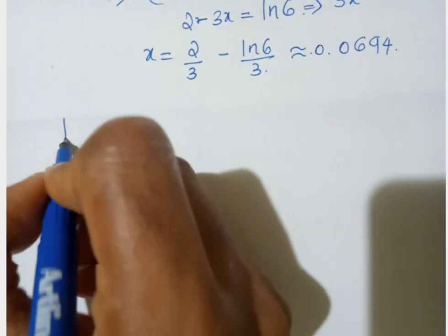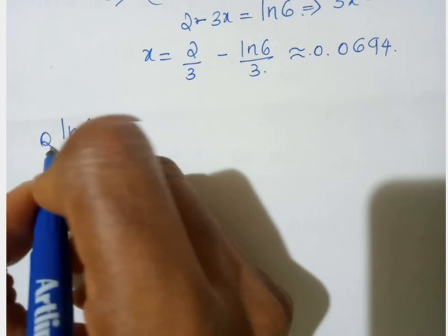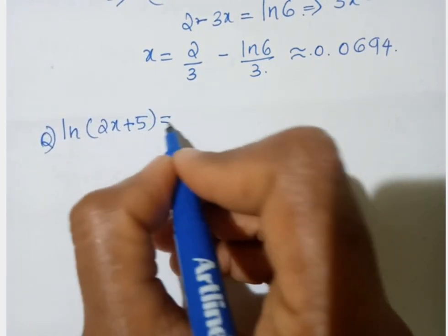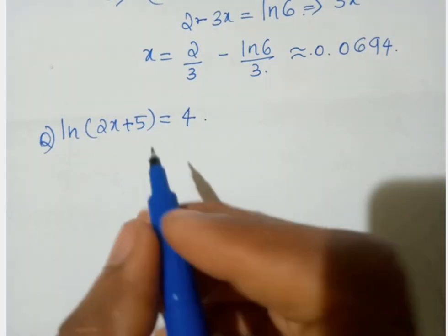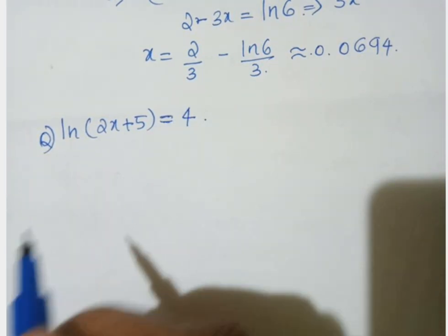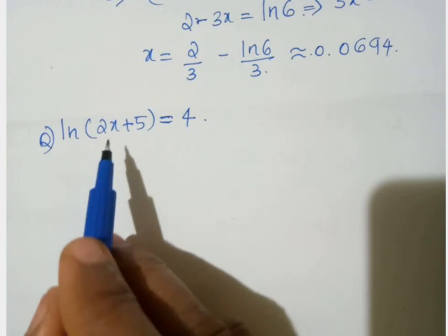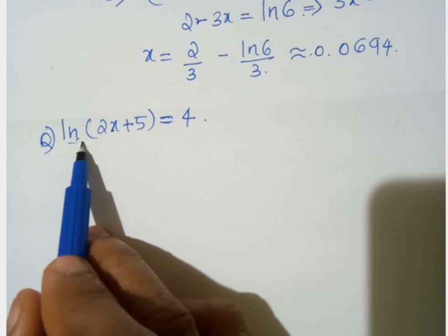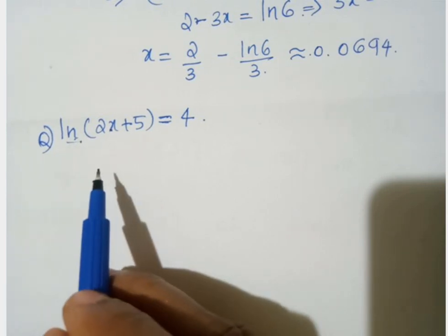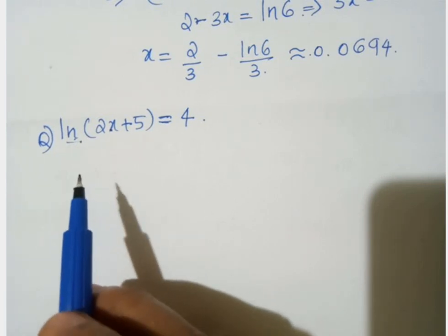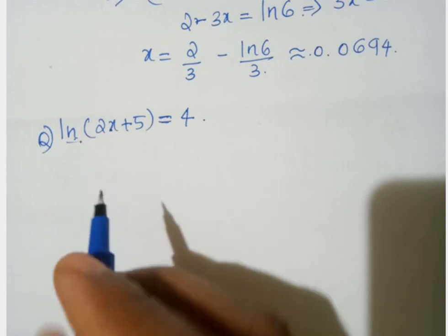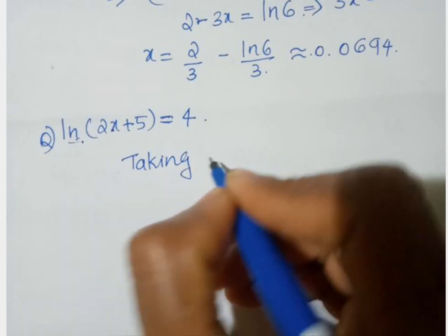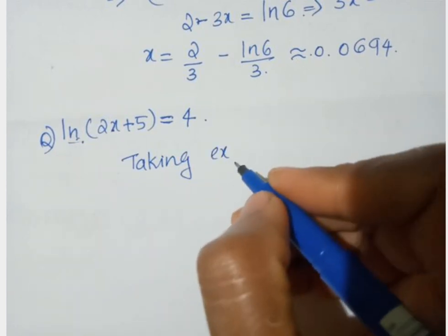Look at the second question. The question is ln(2x plus 5) equal to 4. In order to obtain the solution, we have to find this x, so we have to eliminate this natural log. The only possibility is to use the properties of the natural log and the natural exponential. So taking exponential on both sides.